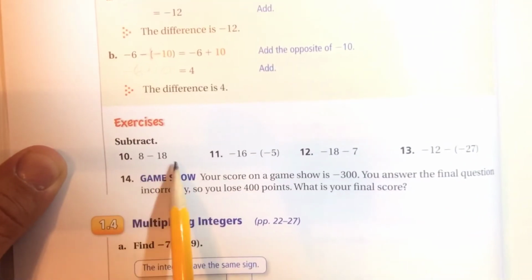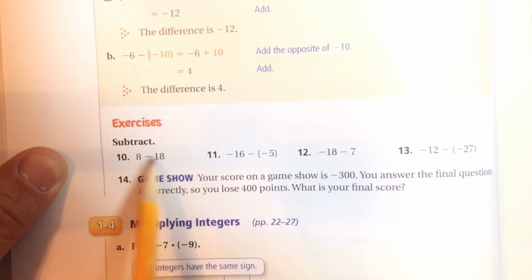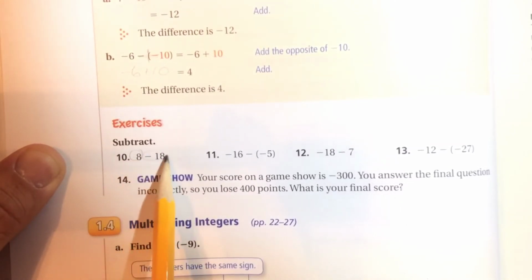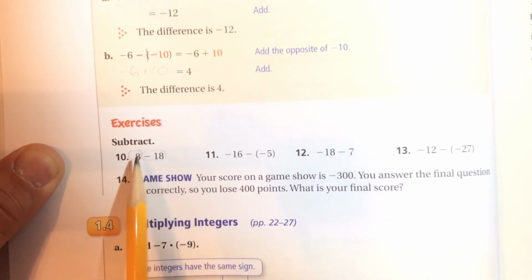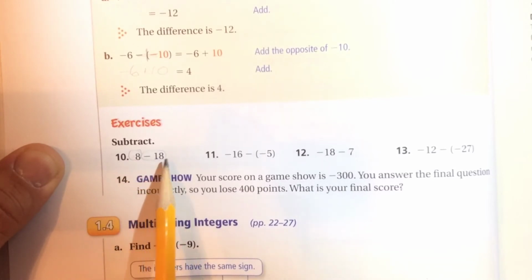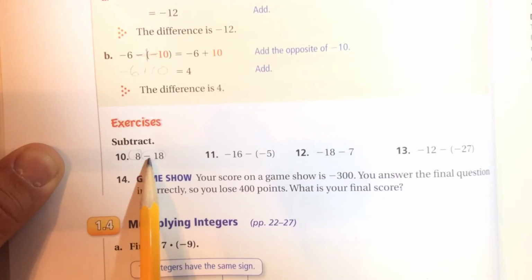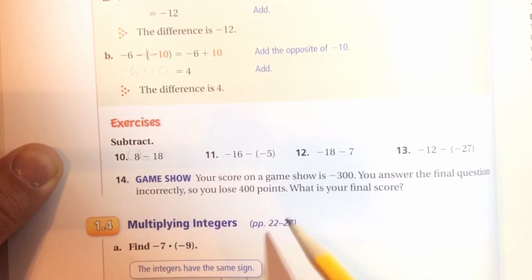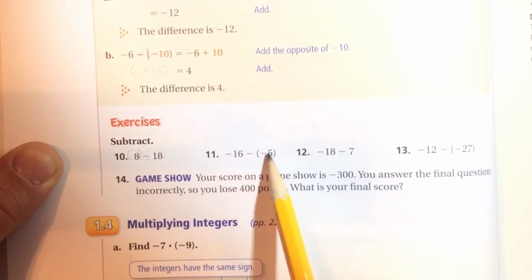Let's look at their problems here. 8 minus 18. Well, what we're really doing is combining an 8 and a negative 18. Different signs, so we subtract, we get 10, and we keep it negative because the negative number part was bigger. So negative 10. Here, we have to remember to make these a big plus.